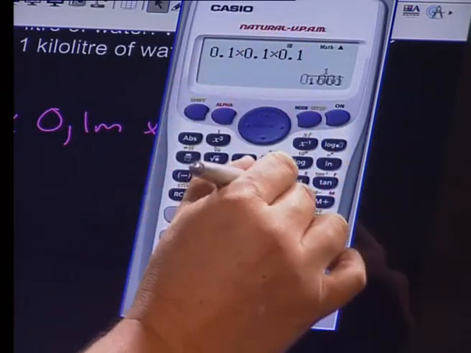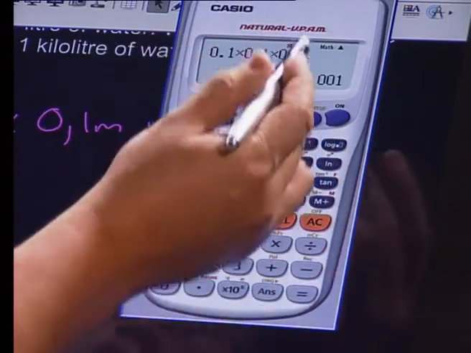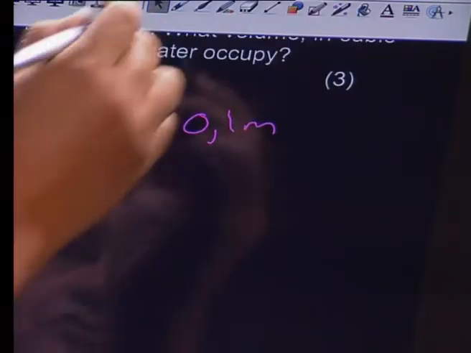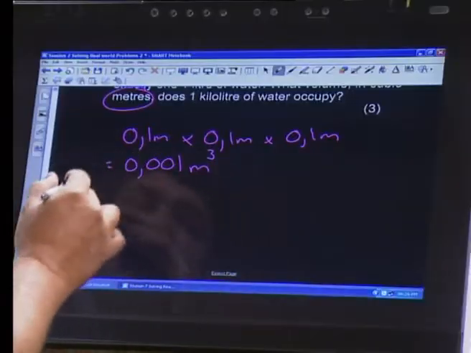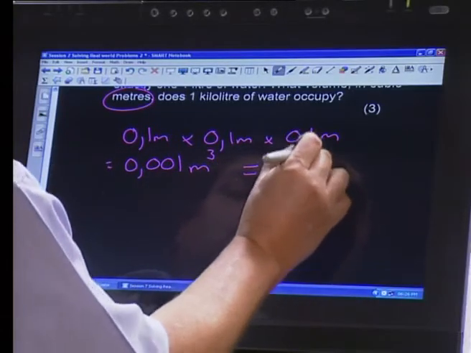So I've got 0.1 multiplied by 0.1 multiplied by 0.1 equals. And there I get my answer of 0.001. What? Meters cubed. Why cubed? Because we're dealing with a cubic box and we're dealing with volume. And volume is meters cubed or centimeters cubed. In this case, meters cubed, because our units were given in meters. So we know that that is equal to 1 liter.